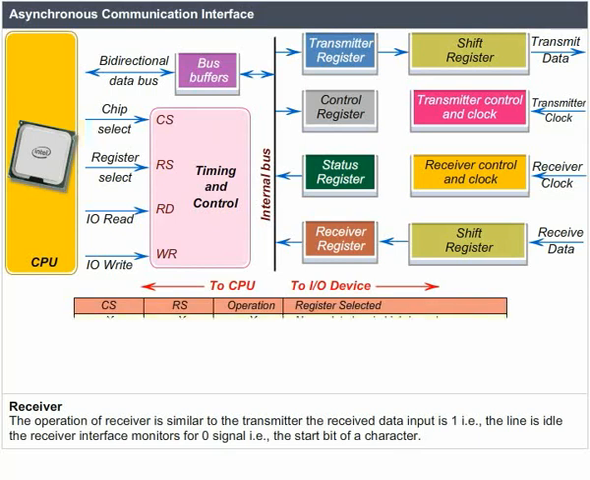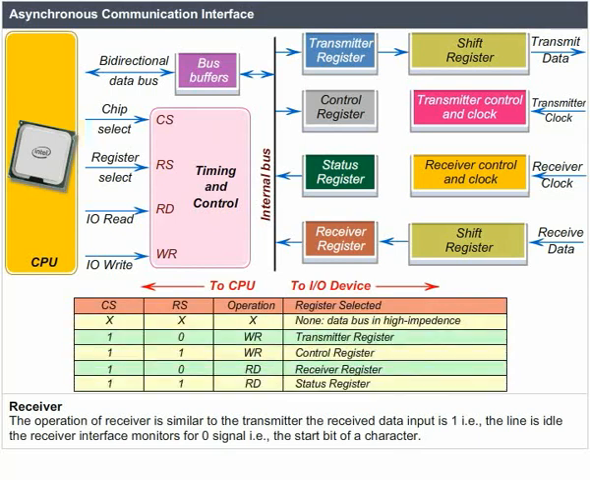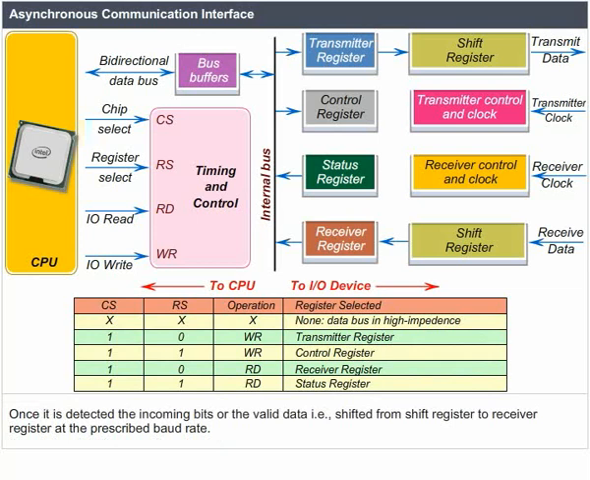Receiver. The operation of the receiver is similar to the transmitter. The received data input is 1, that is, the line is idle. The receiver interface monitors for a 0 signal, that is, the start bit of a character. Once it is detected, the incoming bits, the valid data, are shifted from the shift register to the receiver register at the prescribed baud rate.